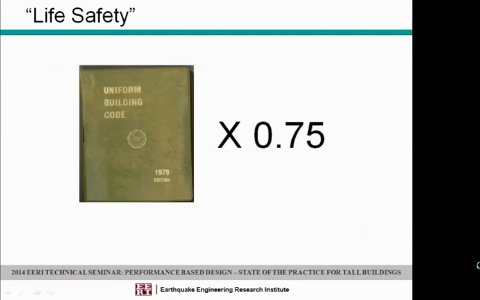Never mind that many of the buildings we were looking at and being asked these questions about in the 1980s didn't have any of these prescriptive detailing requirements because they were built in the 1950s and 60s before those requirements existed. We decided that 75% of current code was good enough for life safety, and that's what we went about doing.